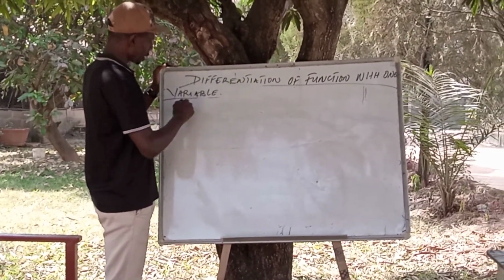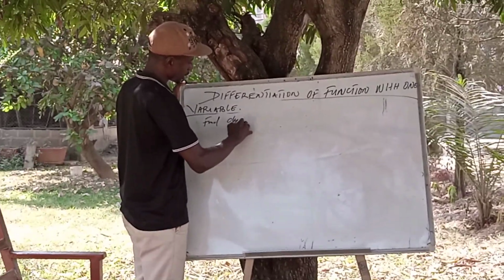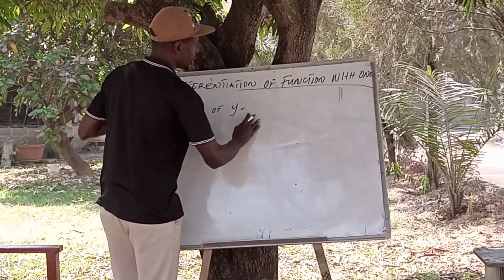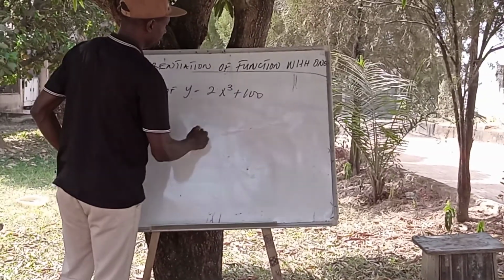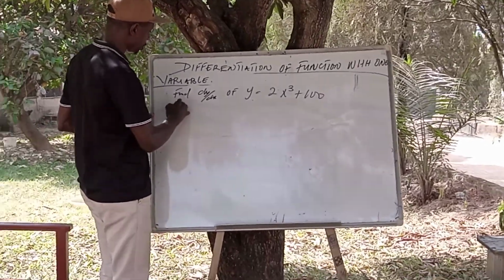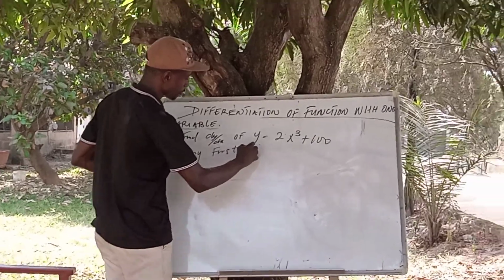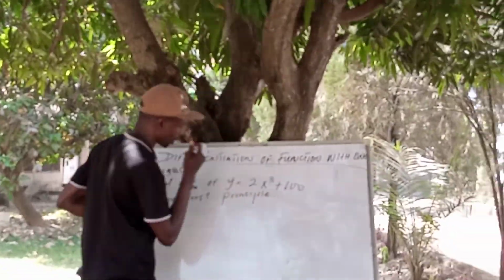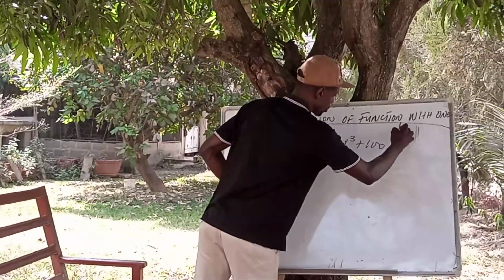Then next one, say find the dy/dx of y equals to 2x raised to power 3 plus 100. Then at this point, say using first principle. Using first principle to solve. So we say solution at this point using first principle.